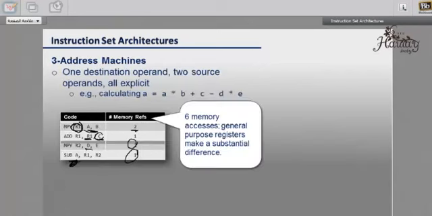Any question regarding the three address machine? Or any question regarding today's lecture? Do you understand? Are you sure? Okay, I'm surprised and I'm very happy. Oh, we have one question. Yeah, go on.